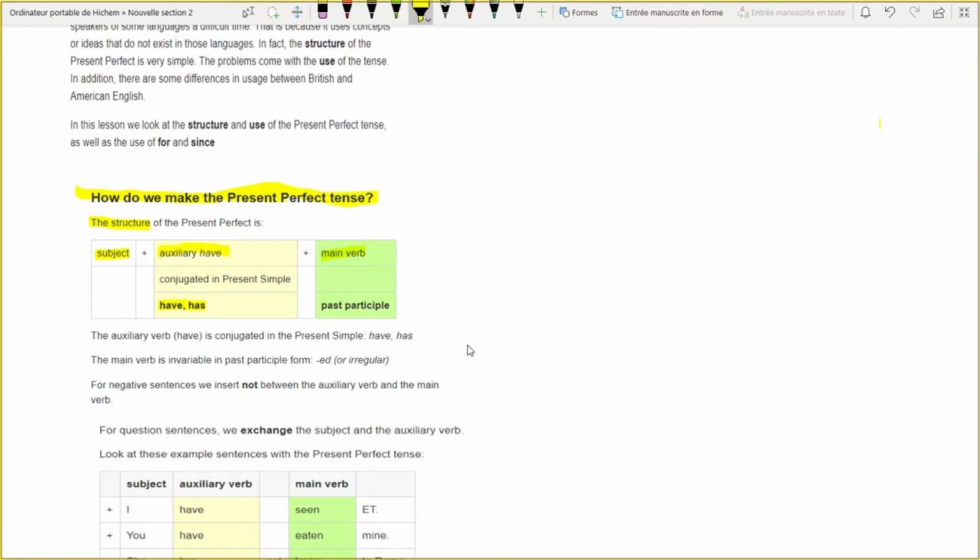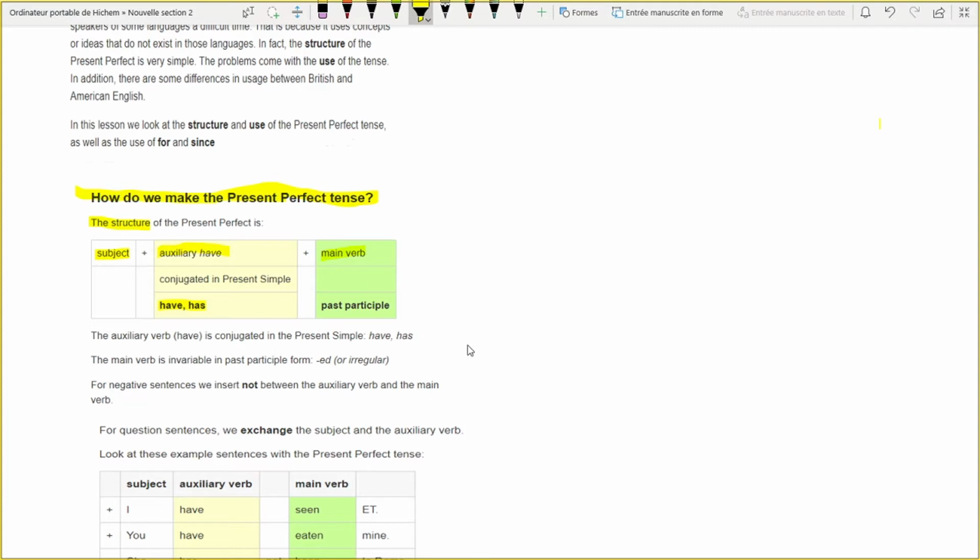Just to recapitulate, the auxiliary verb have is conjugated in the present simple, which means have or has, and the main verb is invariable in past participle form. This means that the past participle form of the verb does not take an S of plurality, or maybe you think that since we have the personal pronoun he, we should add an S or something. No, the past participle does not change. If your verb is regular, it means it will end with an ed. If it's irregular, you have to learn the verb.